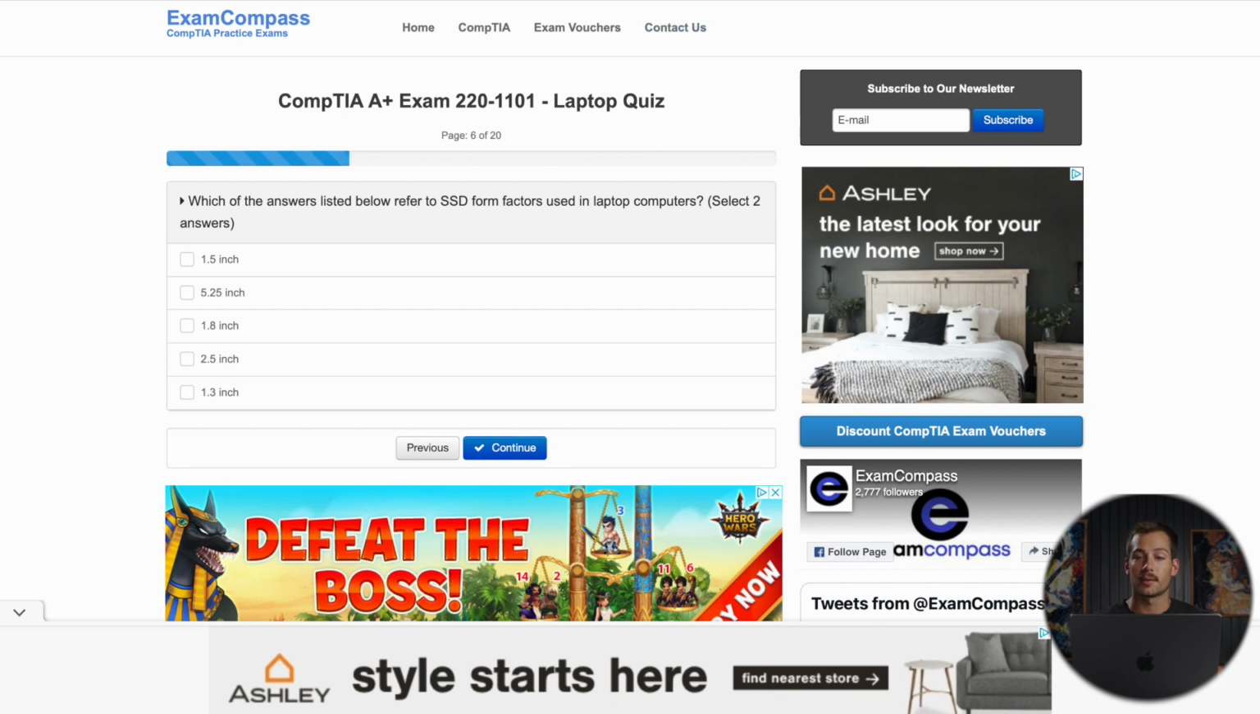And then here it wants us to pick 2. Now again, we have the 2.5 inch, but we also have 1.8 inch. So we have 2 choices here, and these are the correct ones. Which of the following hardware components would be most difficult to replace on a laptop computer?